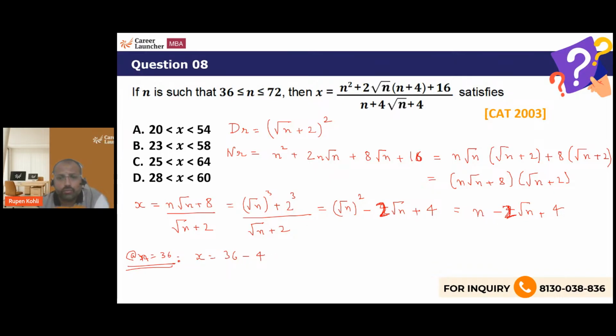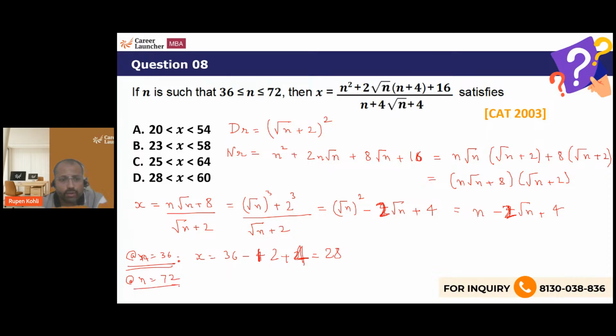So minus 2 into 6, 2 into root 36, 2 into 6, 12. So this is minus 12 and plus 4. So this is 36 minus 12, 24 plus 4, which is 28. So getting 28, and you can see 28 is over here. So when n is 36, x is 28. What about n is 72?